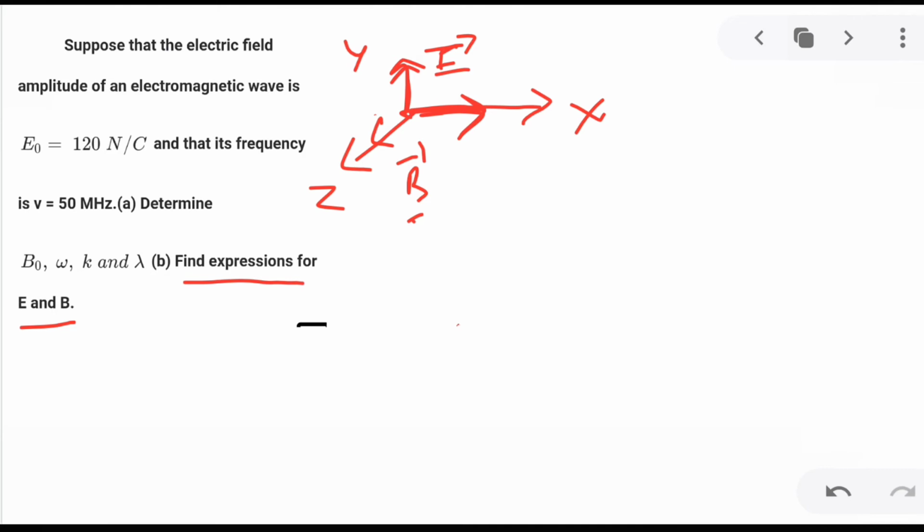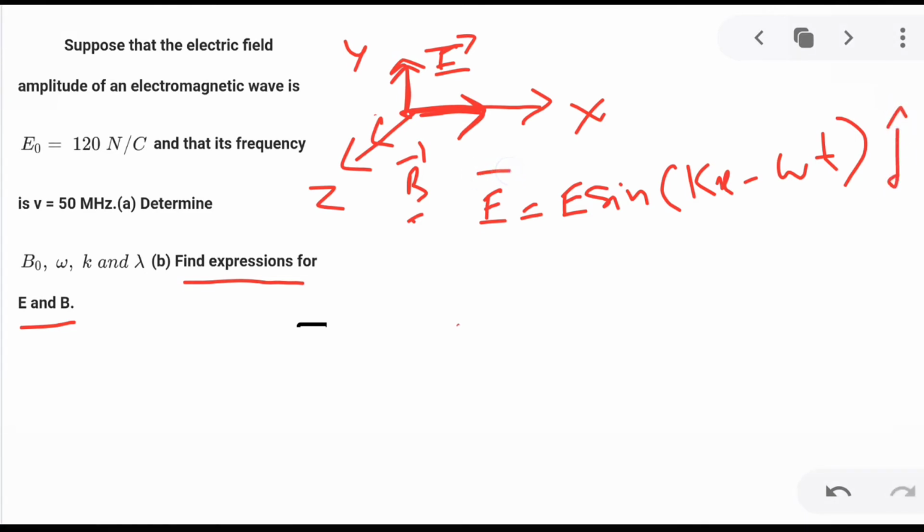So in that case, we will write the electric field E as E is equal to E naught sine(kx minus omega t) into j cap, since this is a vector quantity. The electric field is directed along the y-axis, so I have written j cap. The wave is propagating along the positive x-axis, so this is kx minus omega t. And this is E naught.